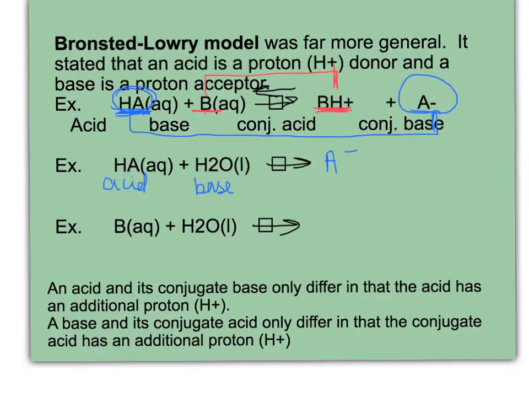And so an acid and its conjugate would be this, and this one would be a conjugate base.